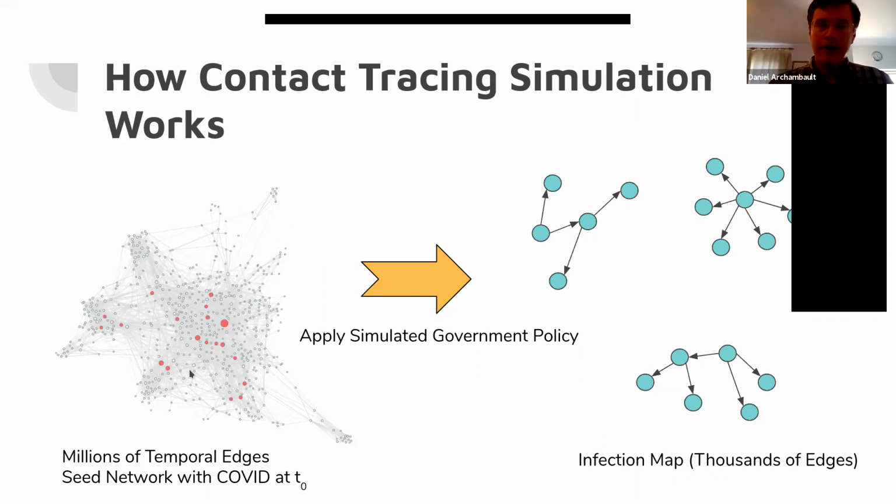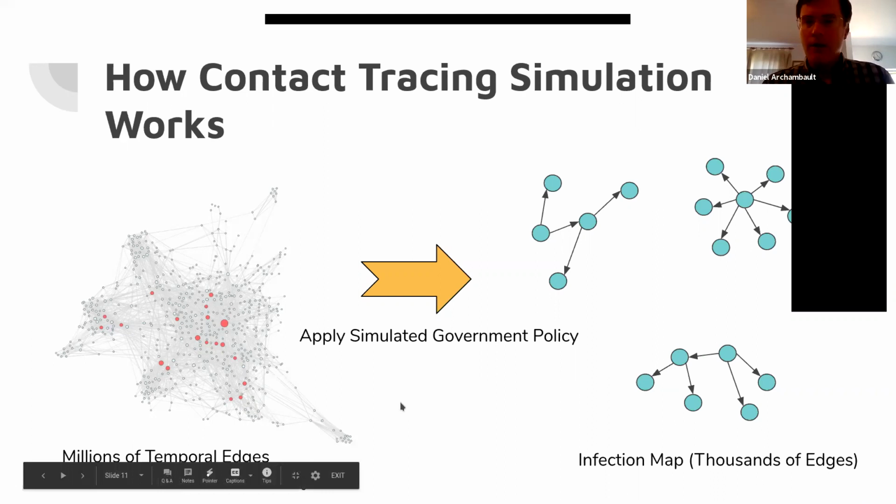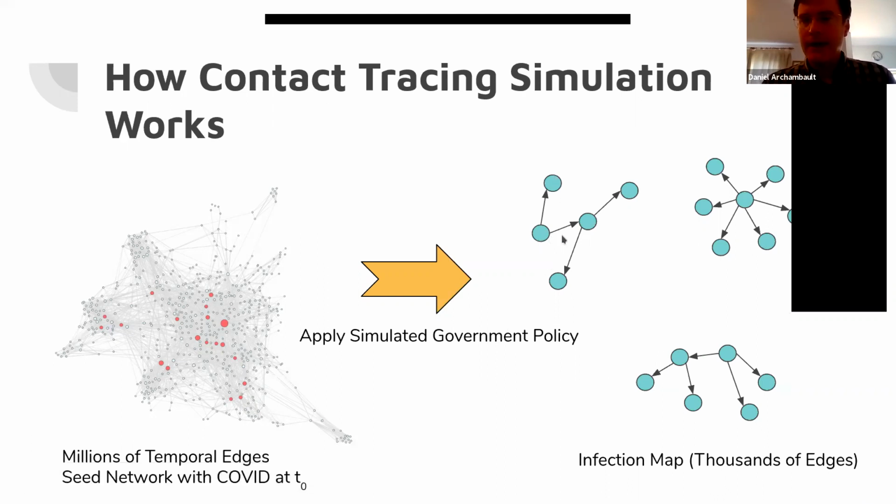And then based on a simulated government policy, the disease begins to spread. So you'll have all of these different sets of trees where the disease will begin to spread to other individuals. And this is known as an infection map. And the infection map will tell us in the simulation when an individual is infected, by whom, and it will give these long chains, well, these trees to basically tell us in the simulation how the disease spread under these parameters.